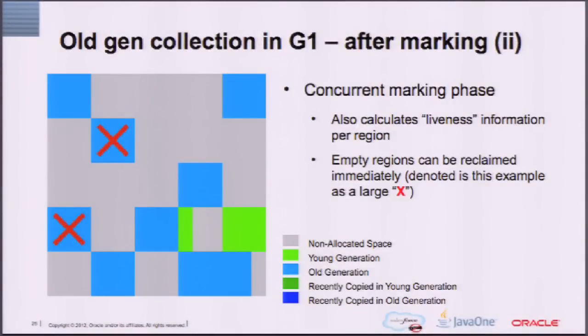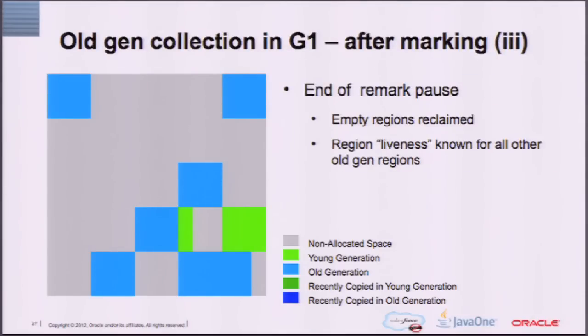So during this concurrent marking phase, if we happen to find a region that has no live objects in it, these are denoted here with the large X. So these are regions in old generation where we found that there's nothing live in it. At the end of remark, we can reclaim those regions immediately. The other thing that happens as we're going through this concurrent marking phase is we do this accounting information to give us an idea of the liveness, and we also get information about who has object references into our region. So that gives us an idea of how long it takes to do a collection of that region.